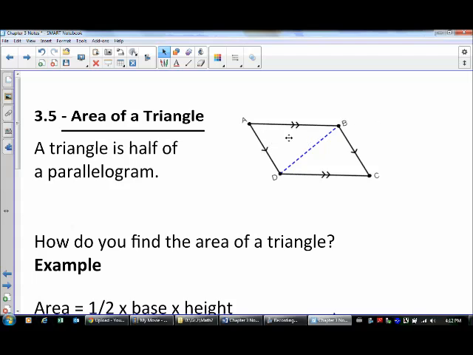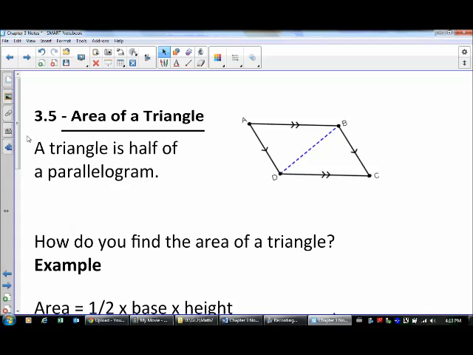We have two parallel sides here, and two parallel sides right here. That's our parallelogram. You connect these two points with a diagonal line, or we could do A and C as well. What you have as a result is two triangles that are exactly the same size. So if you figure out the area of this parallelogram and then just divide it in two, you've got your area of a triangle.